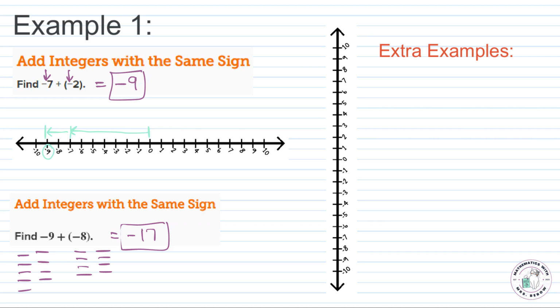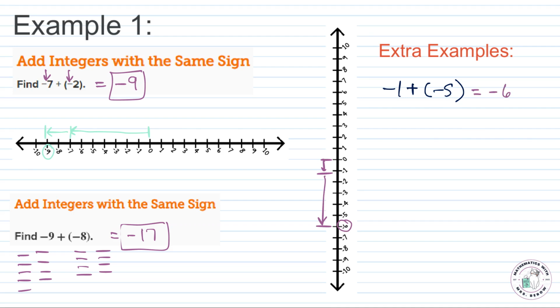So for some extra examples, let's take a look at -1 plus -5. So this is a nice one that we can just go ahead and model on this vertical number line. A vertical number line is going to work the same way as a horizontal one. Just we're going to start at 0. I'm going to move to -1 first, and then I'm adding 5 more negatives, which means I'm moving further down the number line, and I end up at -6. So my answer for this example is going to be -6.